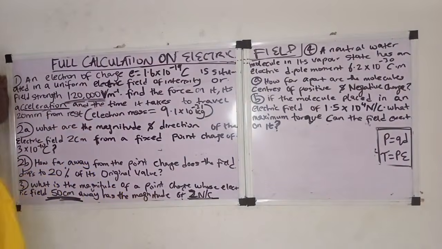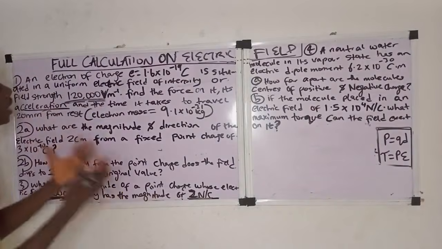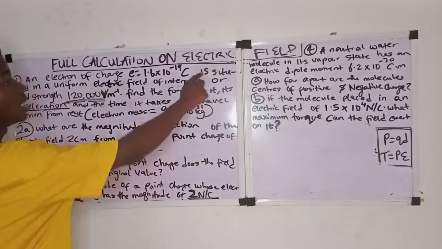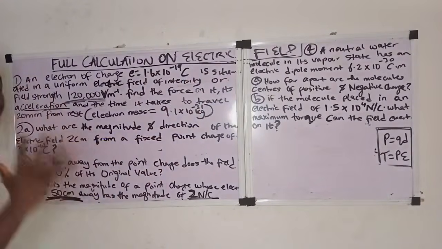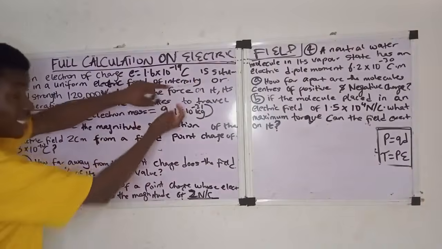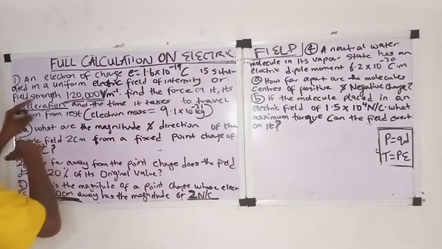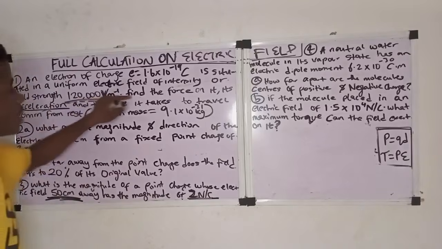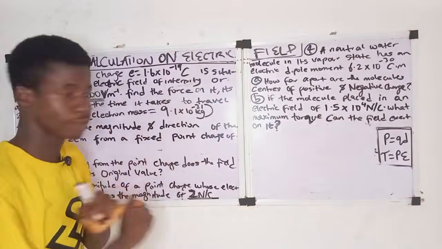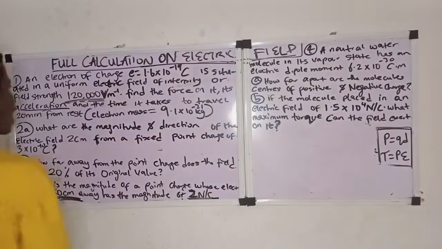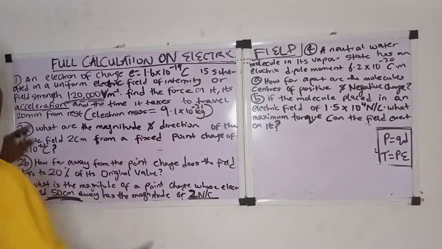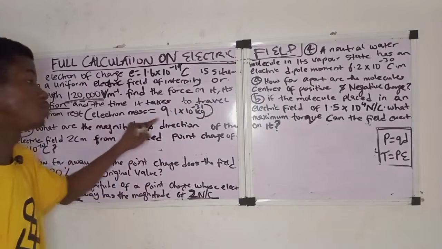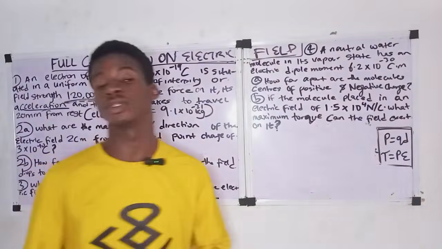In the very first question, an electron of charge 1.6 times 10 raised to the power minus 19 coulomb is situated in a uniform electric field of intensity, or field strength, 120,000 volts per meter. They said we should find the force on it, its acceleration, and the time it takes to travel 20 millimeter from rest. They gave us the mass of our electron to be 9.1 times 10 raised to the power minus 31.